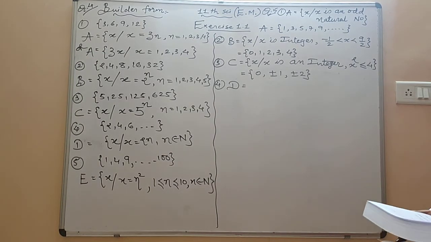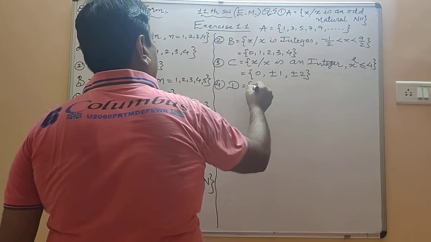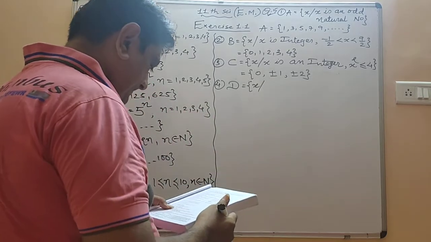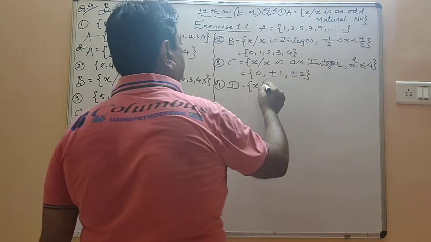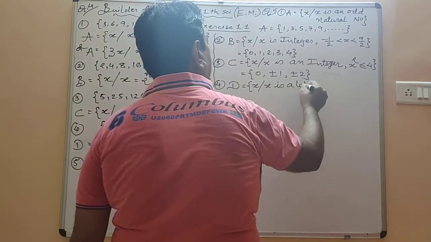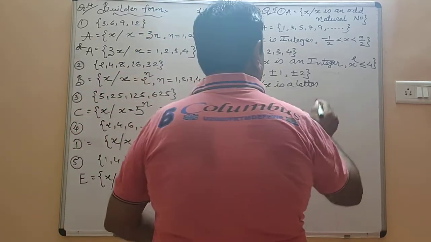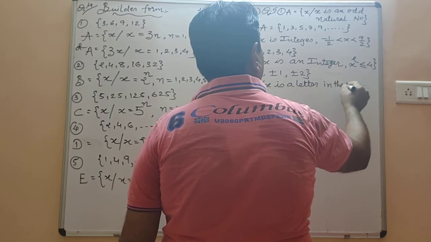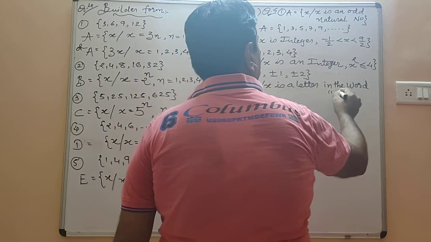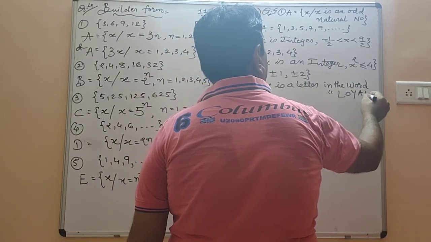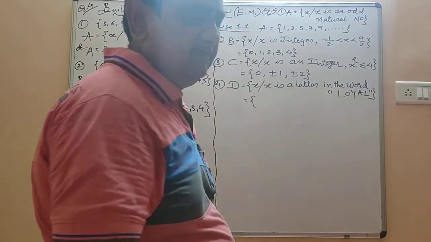Now question number 4. D is equal to x such that x is a letter in the word loyal. X is a letter in the word loyal. It is a very easy sum.